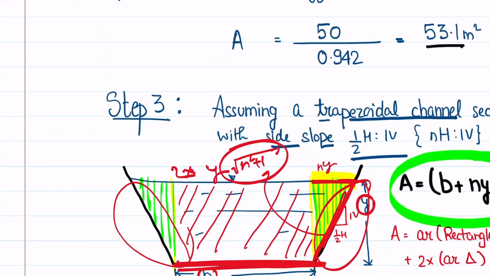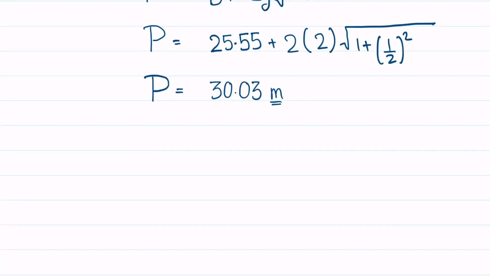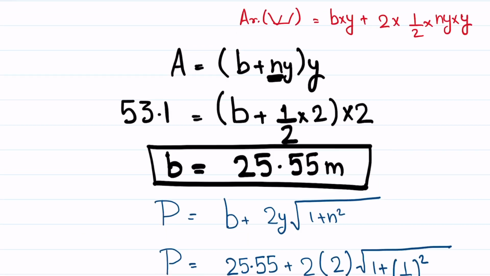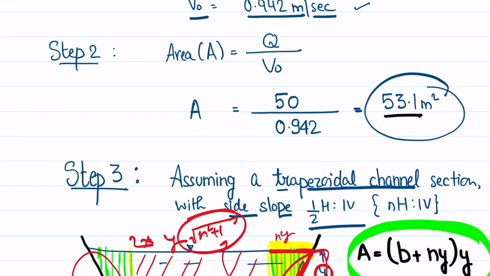Okay, so we have step 4. Step 4 is to find out the hydraulic mean depth R, which is equal to A by P. Area is already found in the previous steps. Area is 53.1 meter square.